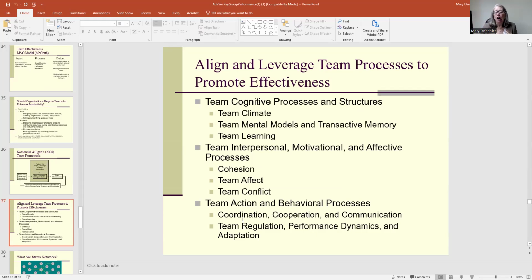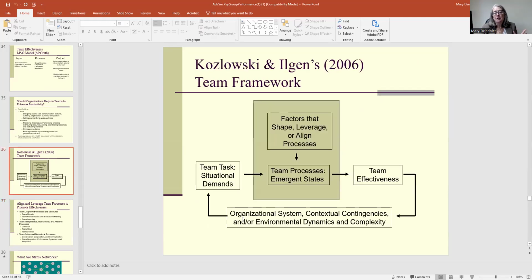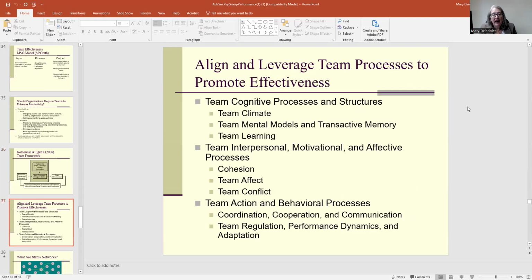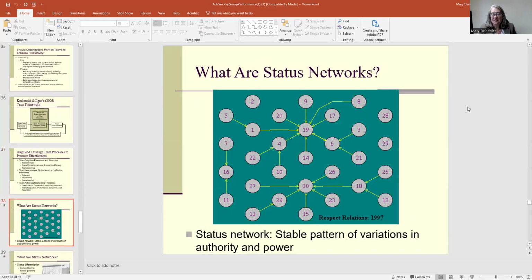You can see all of the different factors that affect team effectiveness. And that was just this piece that ends up affecting the team processes that affect team effectiveness, that affect the organizational system in which the team is in, that affects the tasks that they're given, that affects the team. So you can just see how complex and complicated this is.